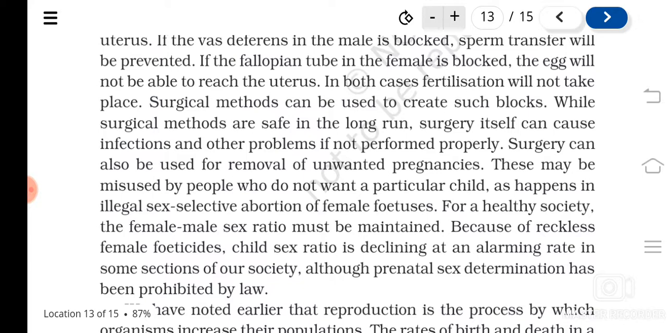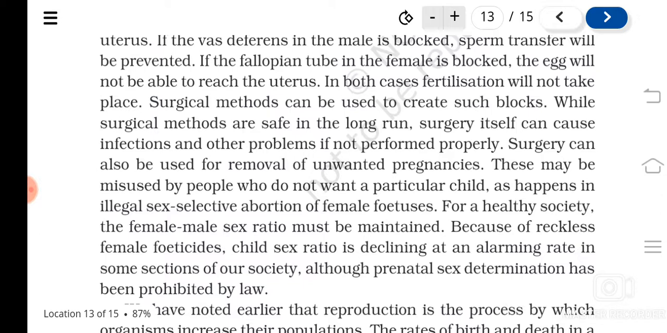Now the surgical method is a permanent method where what happens? The removal of a part of the reproductive system, that is a part of the fallopian tube. If it is cut in females, that is known as tubectomy. Okay, and if a part of the vas deferens is cut in males, that is known as vasectomy. So vasectomy and tubectomy, they are what? They are the permanent methods of contraception. Means once the couple adopt this, they cannot have children. Understood?